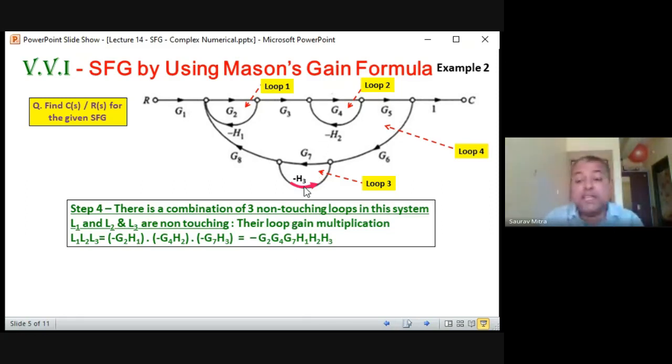So you should be observant enough. This signal flow graph is only asking for your good observation. And L4 does not come anywhere because L4 is touching all the loops.